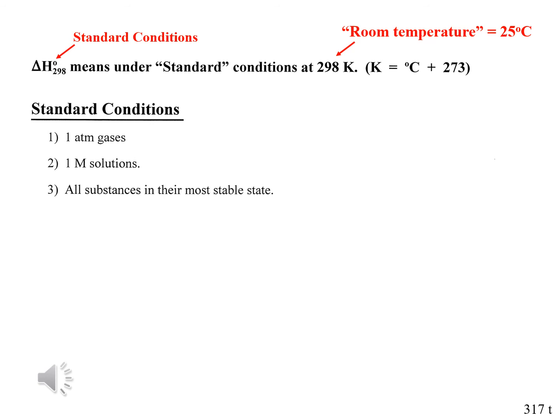That's not too hard. It has to be 1 atm gases, 1 molar solutions, and what it means to be in the most stable state is, for example, if you had a piece of iron, it's a solid at room temperature. You're not going to have any standard iron at room temperature that's a liquid. It's whatever it is at that temperature.